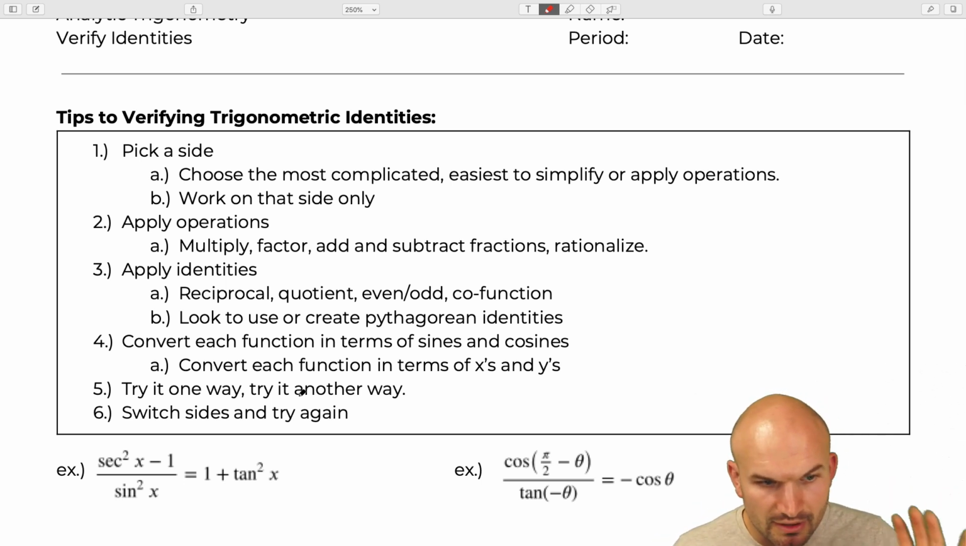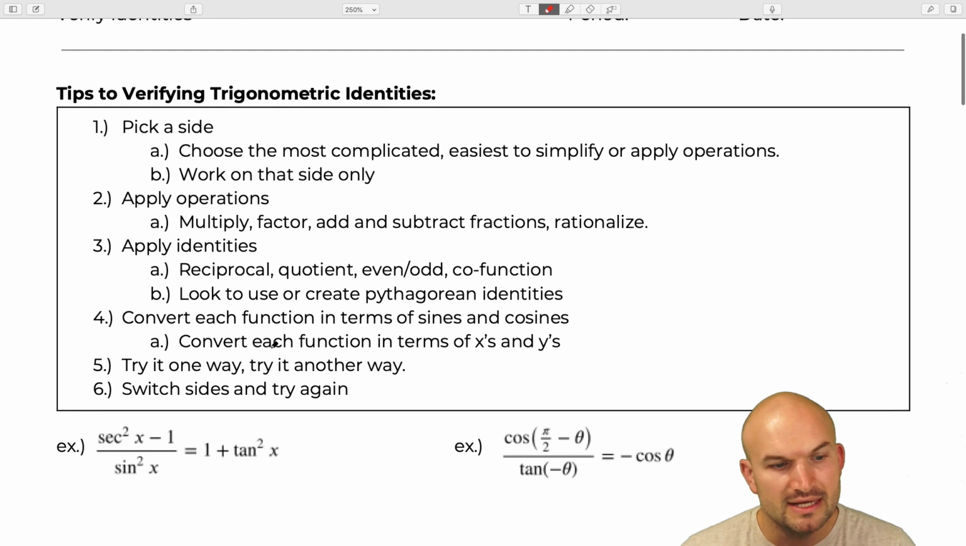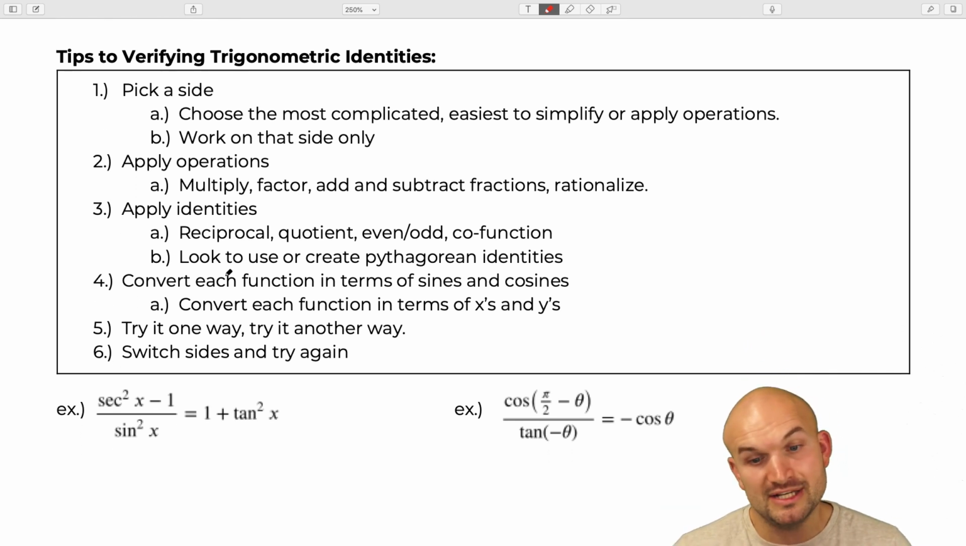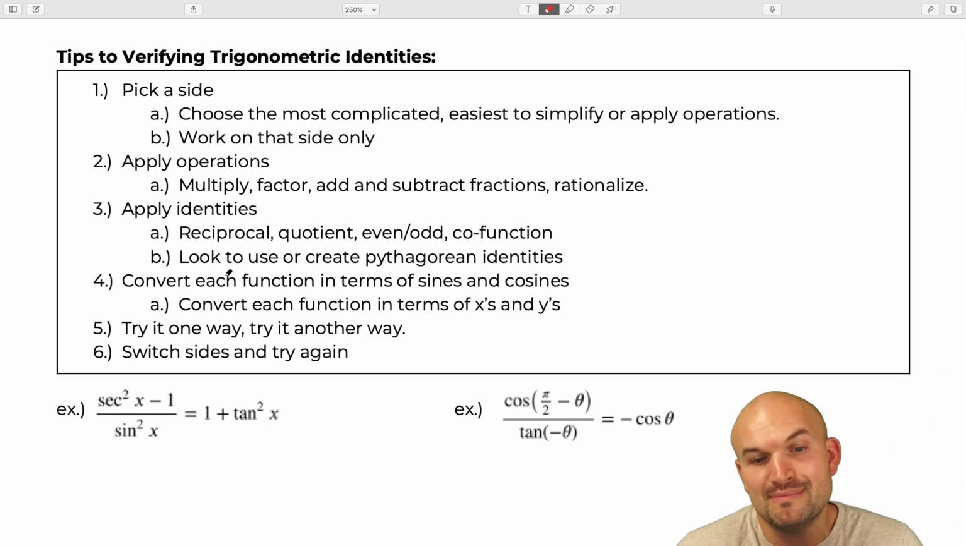So the first thing we're going to want to do is pick a side, and we're going to want to pick the side that's the most complicated, whatever we can do to verify it. Some things that I might do in this video might not be the way that you would want to do it. My recommendation would be to try it.